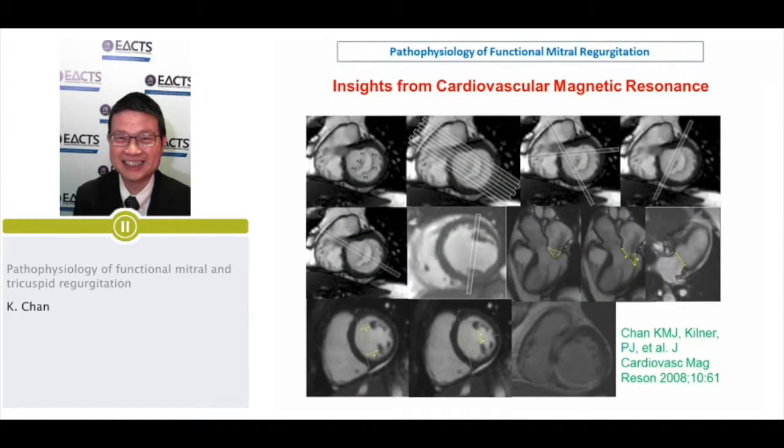And I'm going to share some insights we have gained from cardiovascular magnetic resonance on this subject. It is an ideal tool to image the heart because it is able to give very detailed information on the geometry and also the function of the mitral valve apparatus, along with areas of infarction with late gadolinium enhancement.